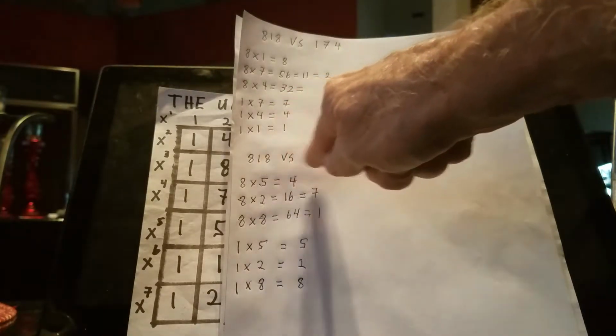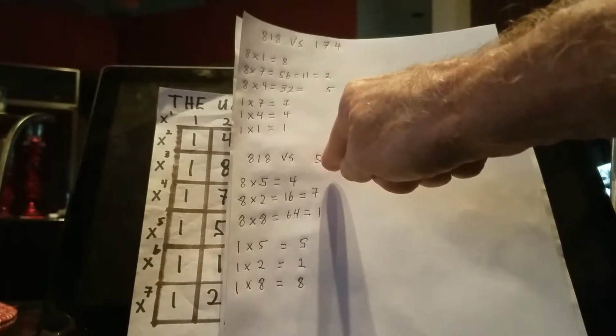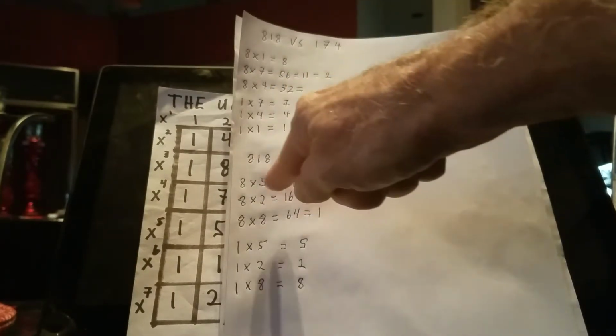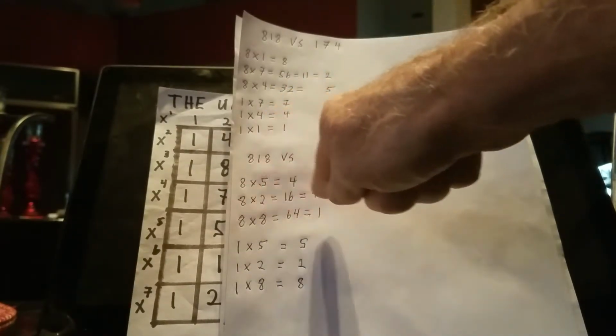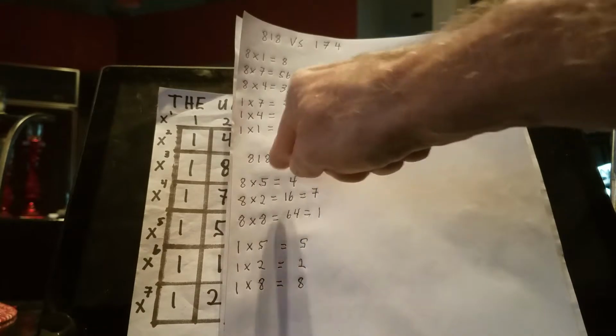Now, 818 versus 528. So 8 times 5, 8 times 2, 8 times 8. 8 times 5 is 4, 8 times 2 is 7, 8 times 8 is 1, 471. 1 times 5, 1 times 2, 1 times 8, obviously 528. So 818 is turning into 471, 174, 714, and 818 is also turning into 528.